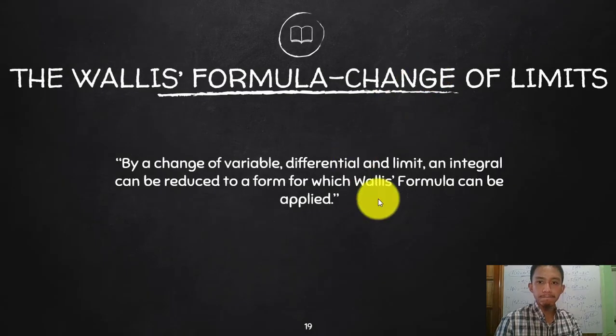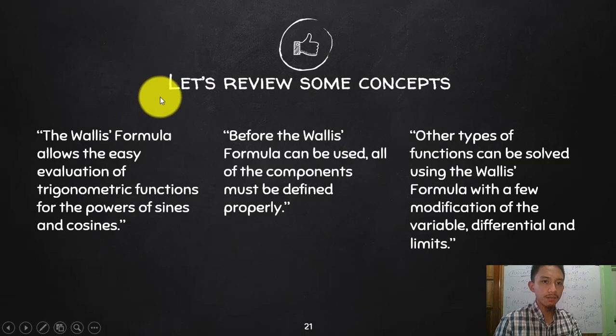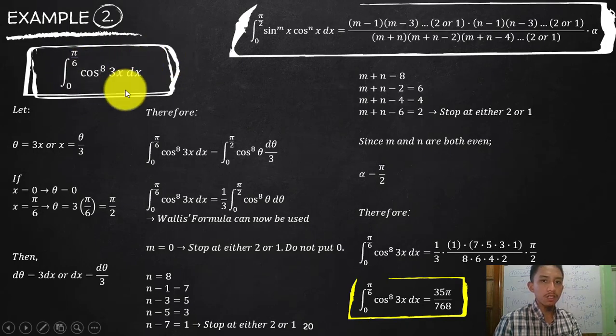Okay. But this is of course not applicable in all of the problems. Only some. And of course that will only be dealing with sines and cosines still. So for example here you have cosine 8 of 3x dx from 0 to pi over 6. As you can see, in the first place your limit is not followed. That should be 0 to pi over 2. And then that is not just x.